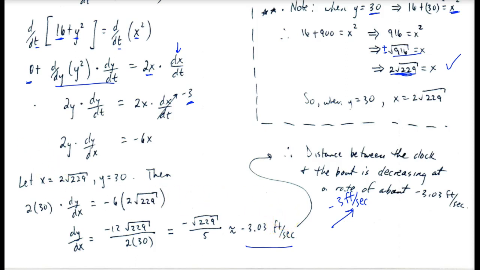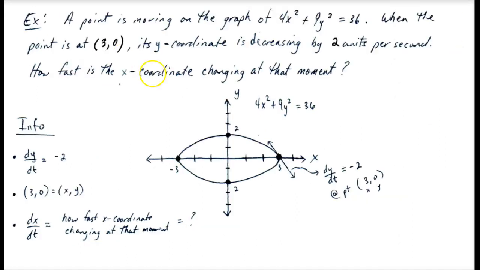So we have one more example to go through. For this next example, we see that we have a point that's moving on the graph of this ellipse, and we know that when we're at the point (3, 0), its y coordinate is decreasing by 2 units per second. That's why you see dy/dt, meaning the y coordinate is decreasing by 2 units per second. And we want to know how fast is the x coordinate changing at that moment as well.